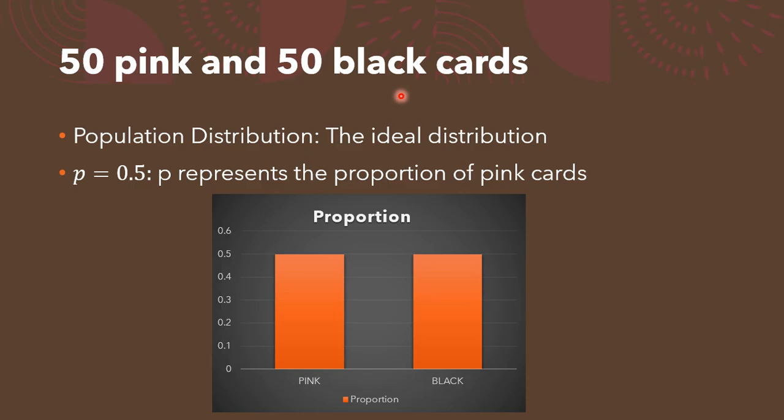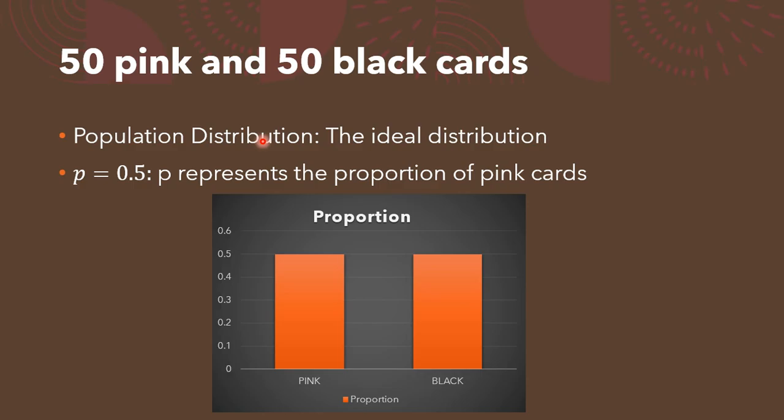Okay, so let's say you have a deck of cards. You have 50 black cards and 50 pink cards, and you mix them all together into a hat or a box or whatever it is. The P, the population proportion, would be 0.5. There's 50 here, 50 here. So the population P value would be 0.5 for the population of, let's say, pink cards or black cards. Doesn't matter which one. But it would be 50-50. This is what it would look like. So completely down the middle.